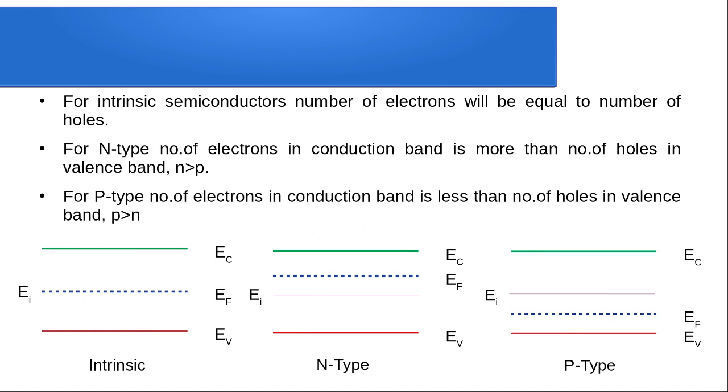In case of n-type, the Fermi level is closer to the conduction band. Here the number of electrons is more than the number of holes. Electrons are in the conduction band and holes are in the valence band. N is greater than P. For p-type semiconductors, the number of electrons in the conduction band is less than the number of holes in the valence band. P is greater than N here. And also in the diagram, it's clear that the Fermi level is closer to the valence band.